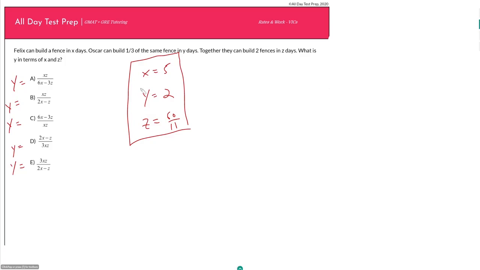And also because of that, as long as I am confident that I chose unique numbers, when I do get to the right answer, I do not then test the remainder of the choices to make sure they don't give me the same answer. Once I get the right choice, I stop and I move on. So in this case, if we just start with the first one, when I plug in 5 for x and 60 over 11 for z, we get xz, 5 times 60 over 11, over 6x, which is 6 times 5, minus 3z, so minus 3 times 60 over 11.